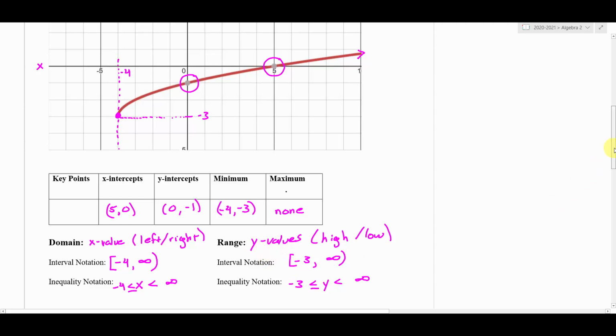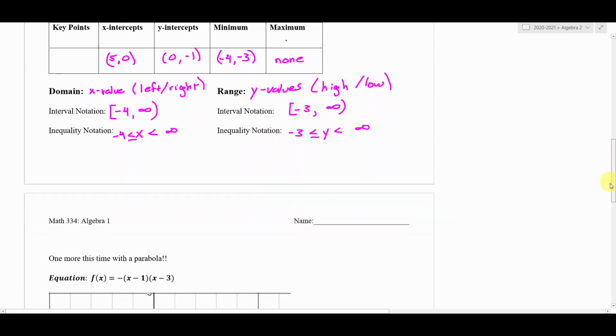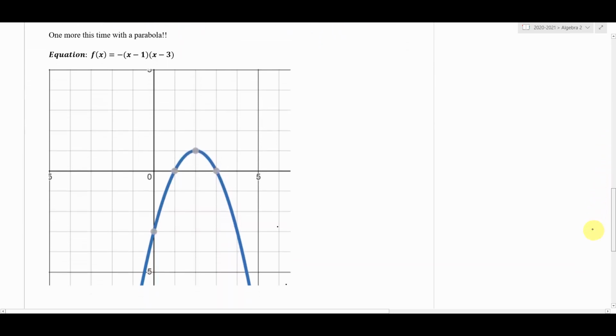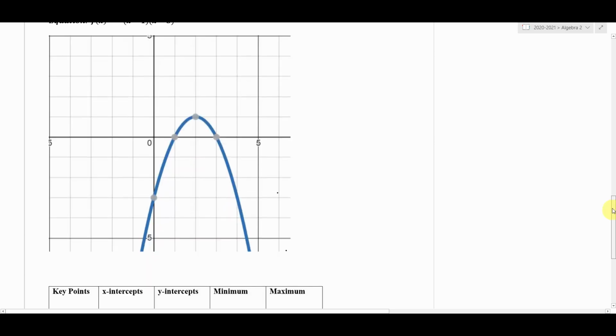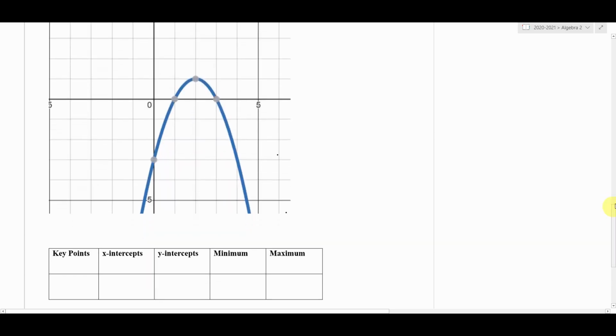All right, let's try it again. And this time we'll do it for a parabola. And I've already graphed our parabola here, so we'll start with the same thing. We're going to start with our basic key points here: x-intercepts, y-intercepts, minimum and maximum. Okay, so x-intercepts, I see 2 of them right here on the x-axis.